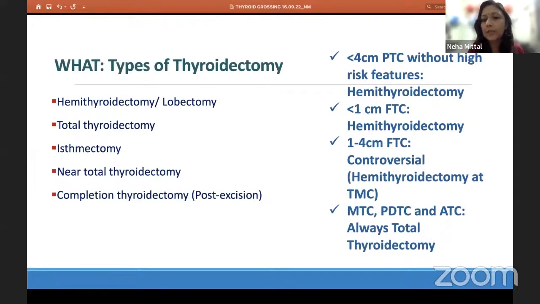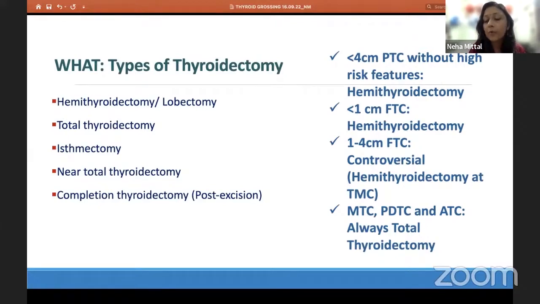And on the right hand side, you can see the usual principles for why we receive these specimens. For a less than 4 centimeter classical papillary thyroid carcinoma without any high risk features on imaging or on clinical examination, a hemithyroidectomy will be done. For a less than 1 centimeter follicular thyroid lesion or follicular carcinoma, a hemithyroidectomy will be done. From 1 to 4 centimeter, the literature is divided. Some people would still go ahead with hemithyroidectomy. Like at Tata Memorial, we would still go ahead with hemithyroidectomy for up to 4 centimeter of follicular thyroid lesions, whereas some people would like to do a completion in such cases.